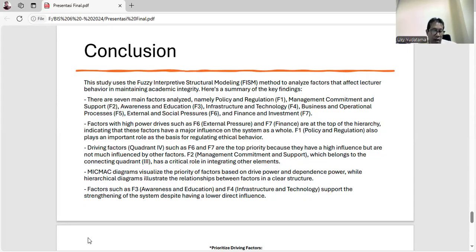Five, supportive factors like F3, awareness and education, and F4, infrastructure and technology, support the system but have a lower direct influence on others. These factors help strengthen the integrated system in more indirect ways. In conclusion, the study highlights the importance of focusing on high-impact driving factors such as external pressure and finance, while also ensuring proper support and integration through factors like management support and awareness to maintain academic integrity in higher education.